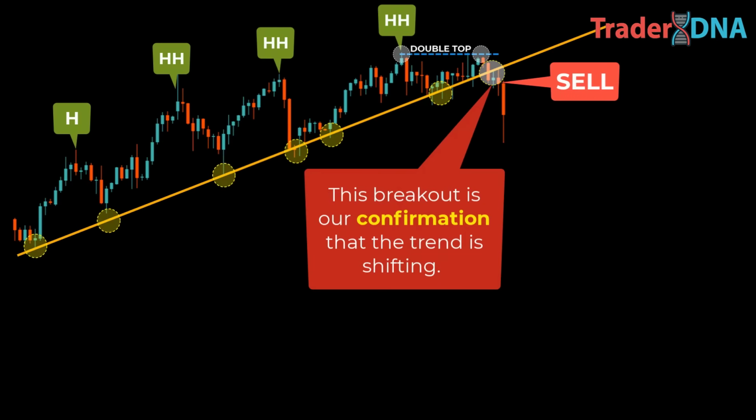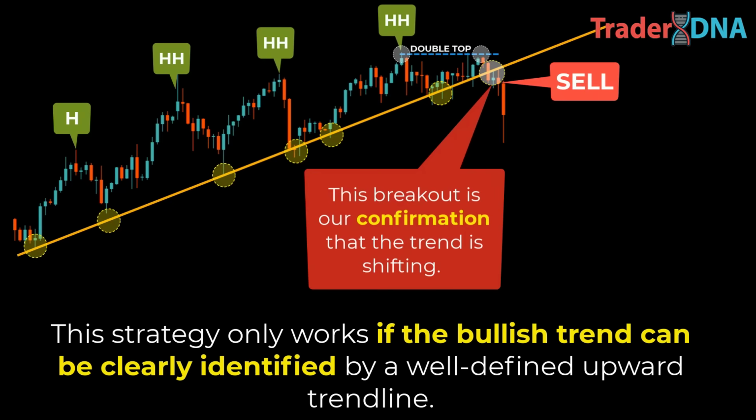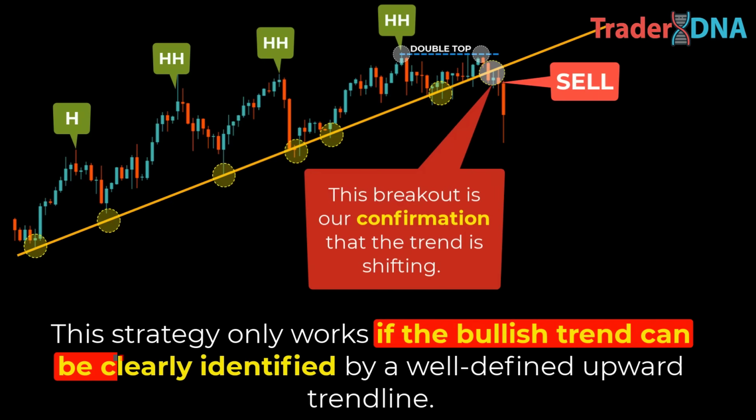Now, here's something critically important. Do not overlook this part. This strategy only works if the bullish trend can be clearly identified by a well-defined upward trend line. If you can't draw that trend line clearly, then stop right there. This setup is not valid and you should not use this strategy. Why is that? Because the clarity of the trend line is what makes this setup so reliable.